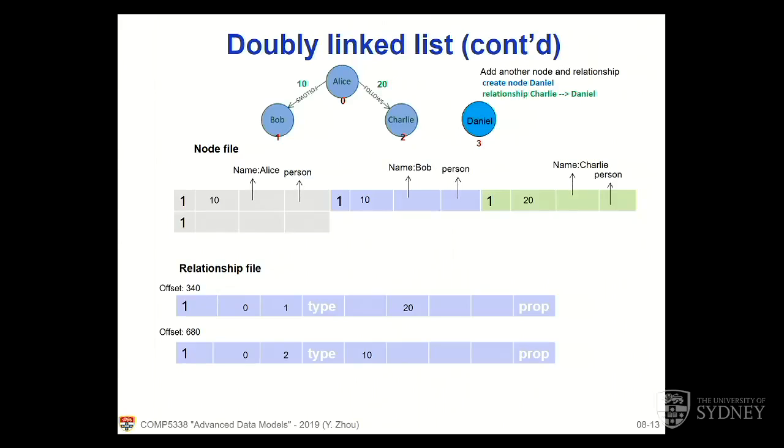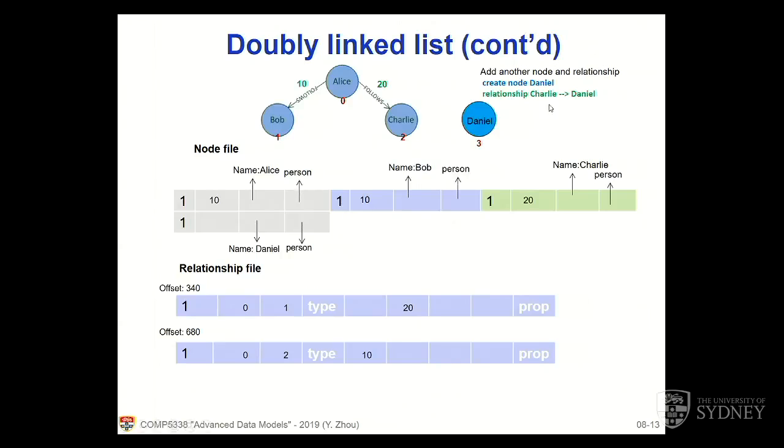The node will occupy the record right next to this record in the node file. And at the moment, we have its name, its property, and a pointer to the labels.